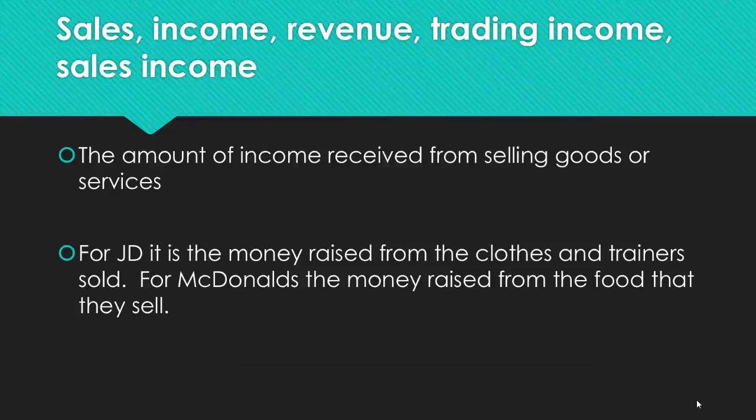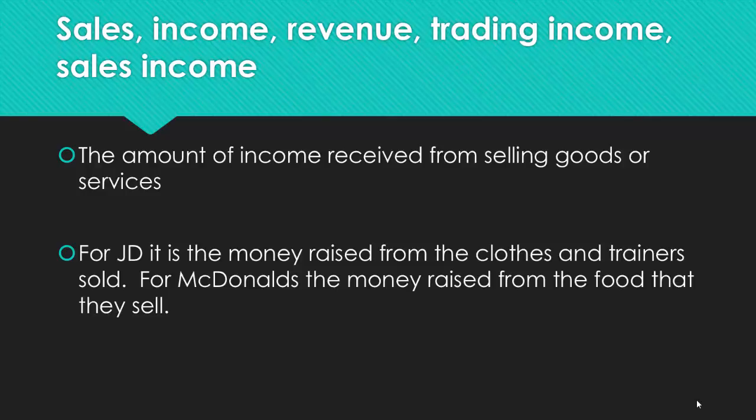First thing that we need to consider is some of the key terms. For people who did Year 11 BTEC last year, or even GCSE, there's some key terms which might be reasonably familiar to you. So sales, income, revenue, trading income, sales income, all mean the same thing and they're used interchangeably. Fundamentally, it's the amount of income received from selling goods or services.